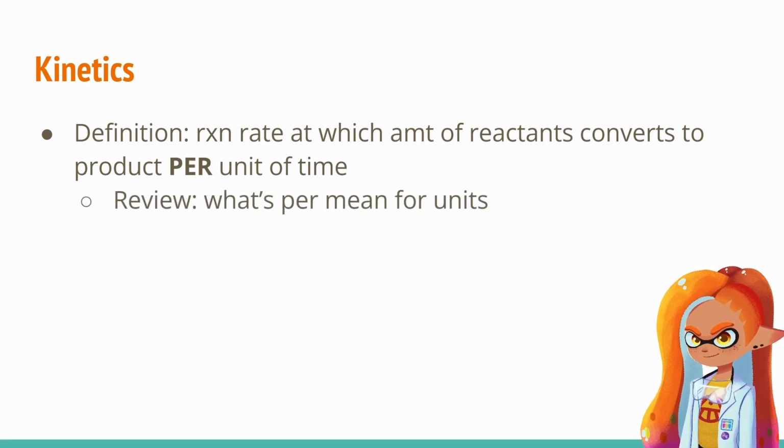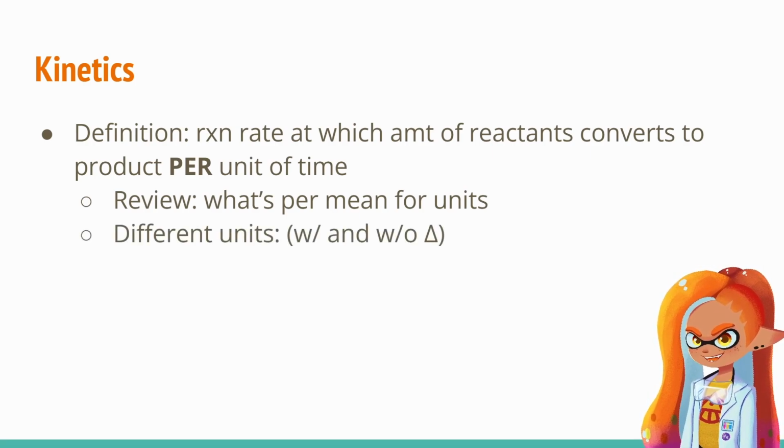As a reminder, per for units means slash, like miles per hour is miles over 1 hour, so just remember that for per. And we use different units, so we can have the delta symbol or not have the delta symbol. The delta symbol is from one situation to another situation. It's a change, versus not having the delta symbol, then it's just at one time.